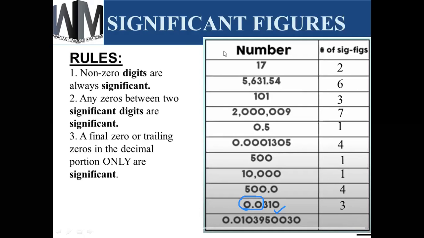Okay, let's talk about the next one. In 0.01039500030, how many significant figures do we have?